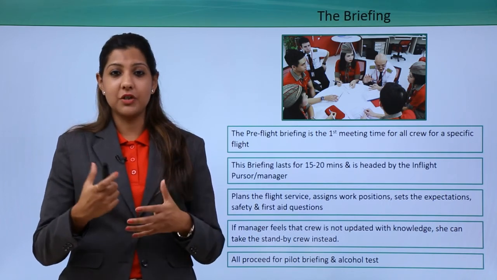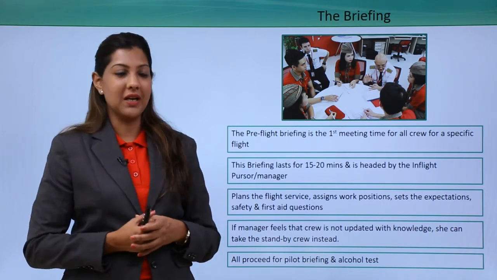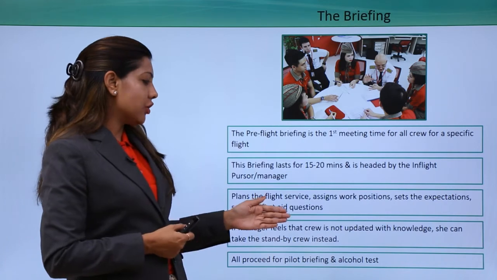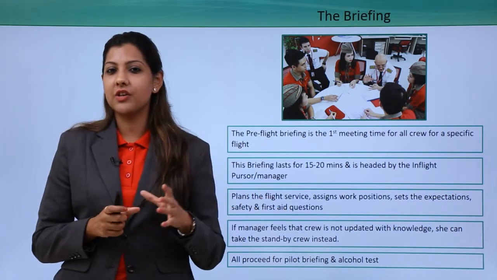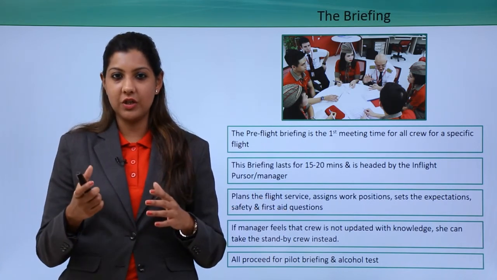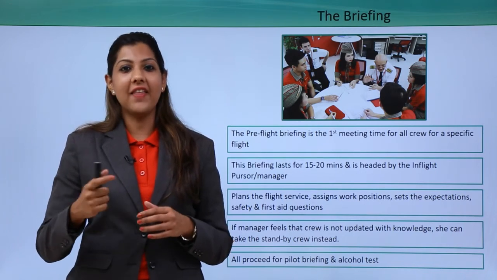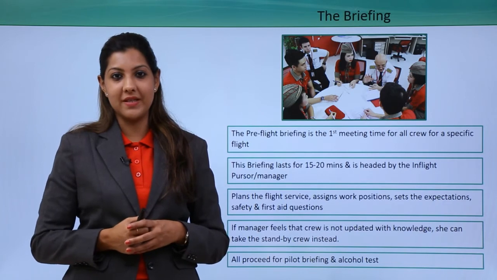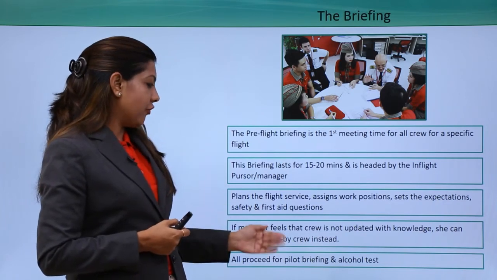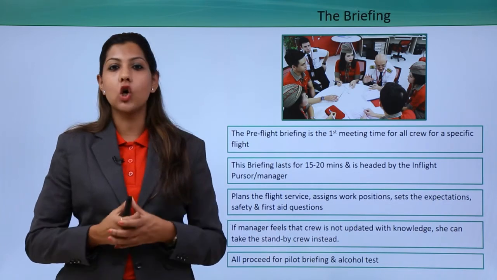The flight purser will ask certain questions and the other crew will answer those questions. If a manager feels that a crew member is not really updated with regards to certain safety or service questions, she might not take that crew member on board the aircraft, and that is where the backup flight attendant will be there. All proceed for the in-flight briefing and the alcohol test.